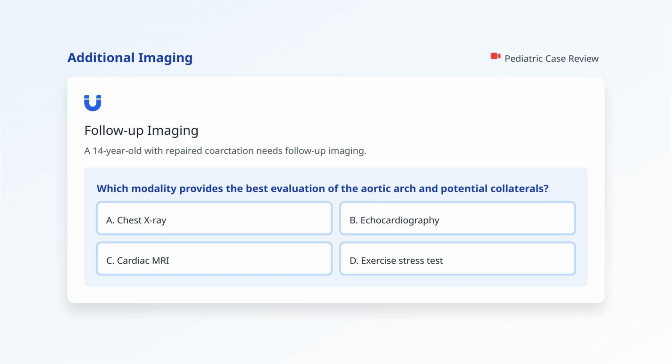A 14-year-old with repaired coarctation needs follow-up imaging. Which modality provides the best evaluation of the aortic arch and potential collaterals? A. Chest X-ray. B.